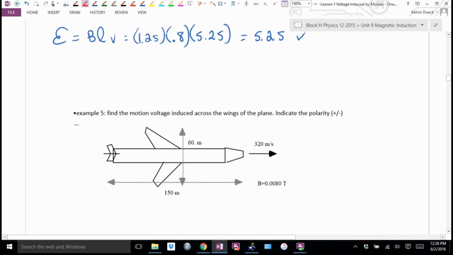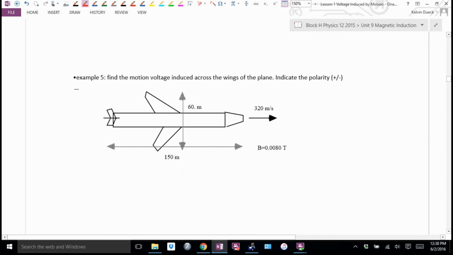There's some neat applications. Airplanes travel through a magnetic field. The magnetic field that they travel through is the Earth's magnetic field. Okay? You can think of an airplane, since it's made out of metal, basically as a moving wire. So it says, find the motion voltage induced across the wings and indicate the polarity.